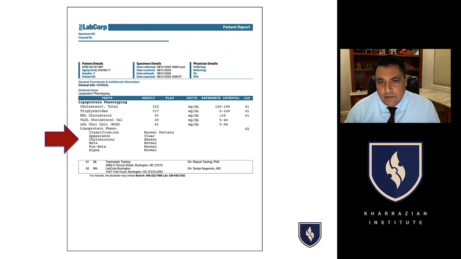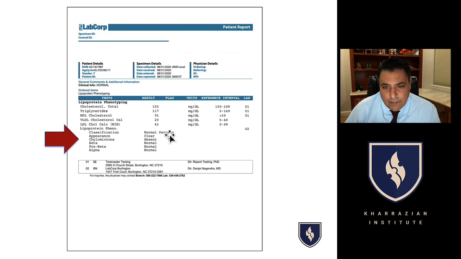So all your major labs do it. This is a sample of one from LabCorp. Basically, when you order the lipid phenotype test, it'll tell you their pattern here. The lipid electrophoresis just separates these lipoproteins and then determines if there are any shifts in any of the spikes. So there's an alpha, pre-beta, beta, and then chylomicron presentations, so you can see what's here.